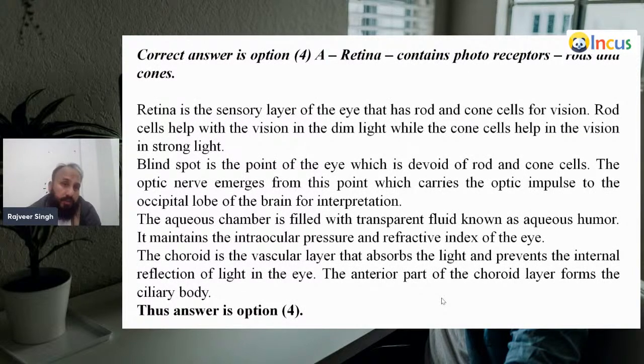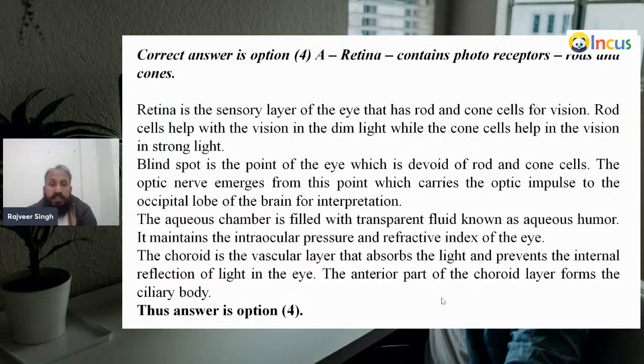Okay, so if I talk more about this explanation, the retina is the sensory layer of the eye that has rod and cone cells for vision. Rod cells help with vision in dim light, while the cone cells help in vision in strong light. Here, the blind spot is the point of the eye which is devoid of rod and cone cells. The optic nerve emerges from this point, which carries the optic impulse to the occipital lobe of the brain for interpretation.